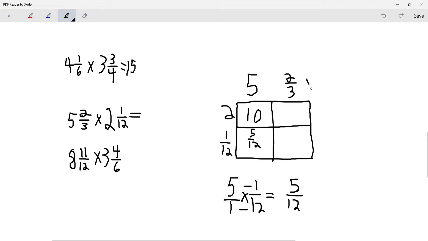2 times 2/3. 2 times 2 equals 4. 3 times 1 equals 3. So 4/3. And then we have 2/3 times 1/12. 2/3 times 1/12 equals 2/36, which would then be 1/18.